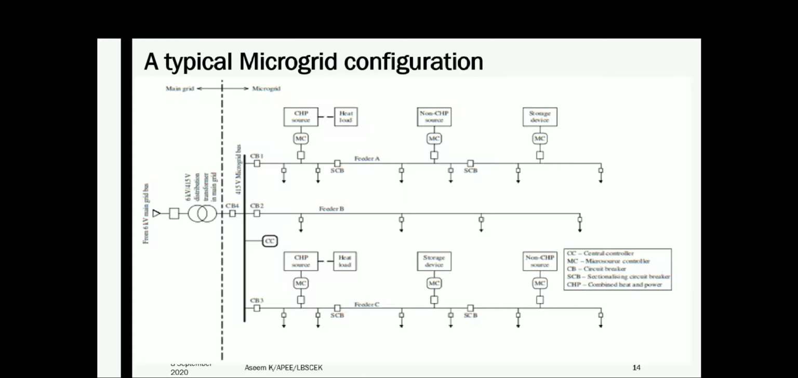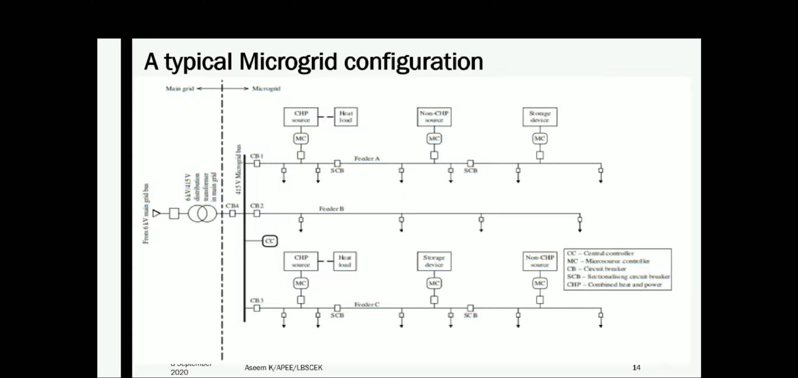And mainly you can see this terminology like MCs, that is micro source controllers, and the operation and management of the microgrid in different modes is controlled and coordinated through local MCs, micro source controllers, and the central controller. You can see the central controller as CC.